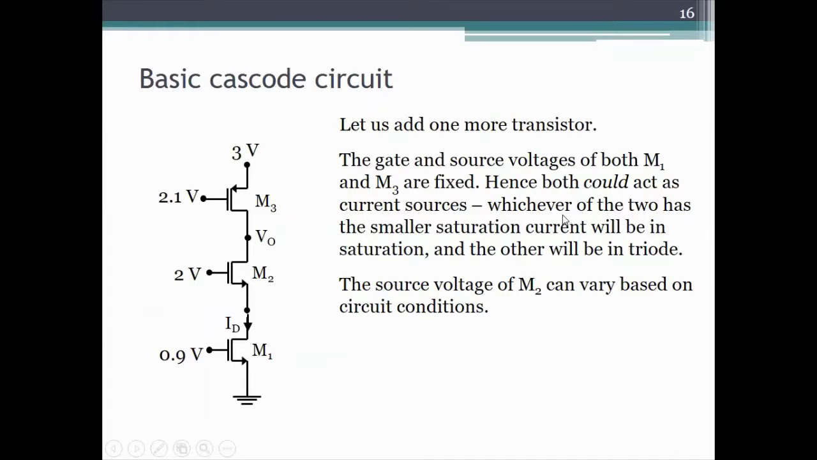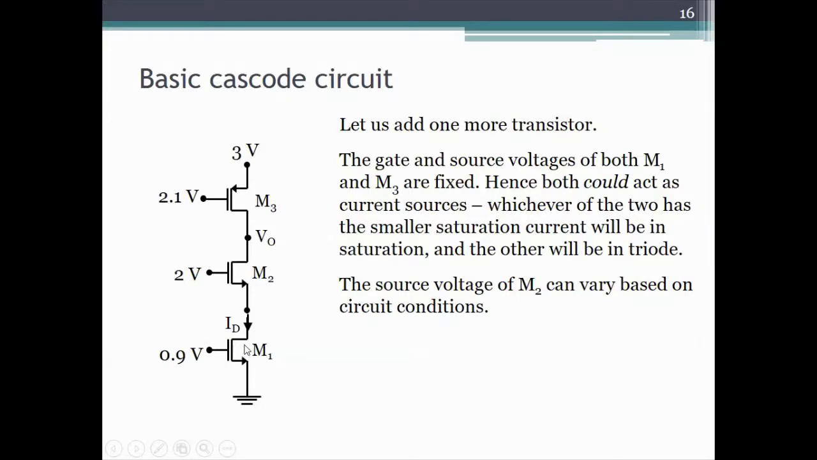Okay, now let us add one more transistor to our circuit. This is a basic cascode. We'll talk about cascodes more as we go along. What we've done is we had M1, an NMOS, and a PMOS. Now we've added another NMOS in between the PMOS and the NMOS. Let's analyze this circuit.